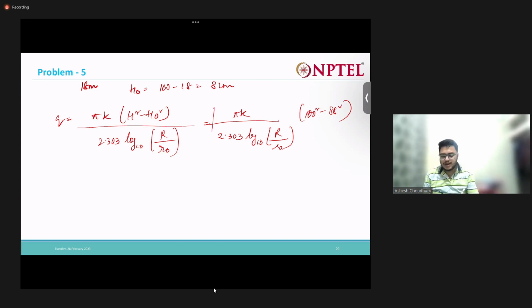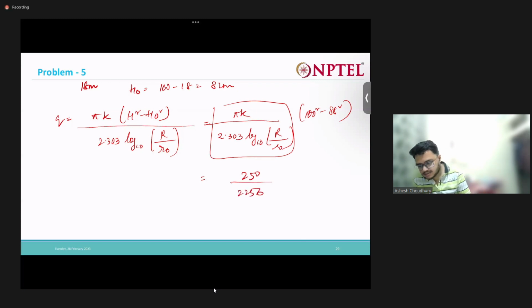Okay, and this part we already calculated, which is nothing but 250 by 2256, right? So just calculate, it comes out to the result.